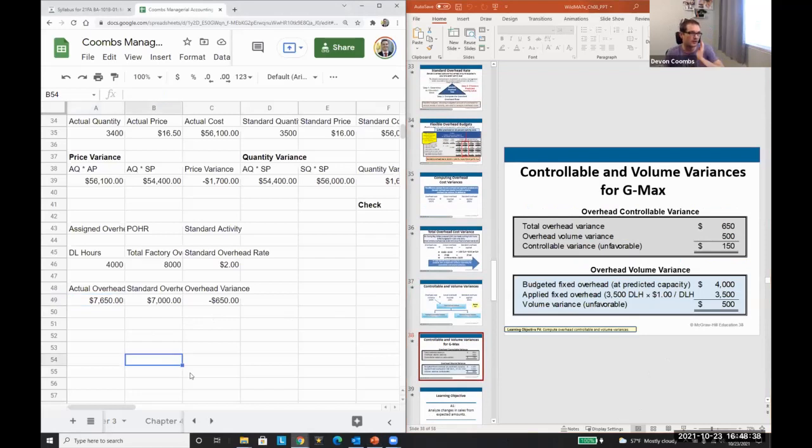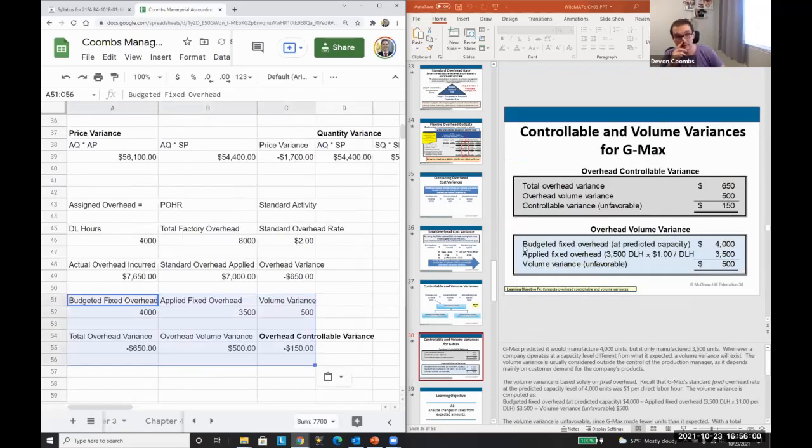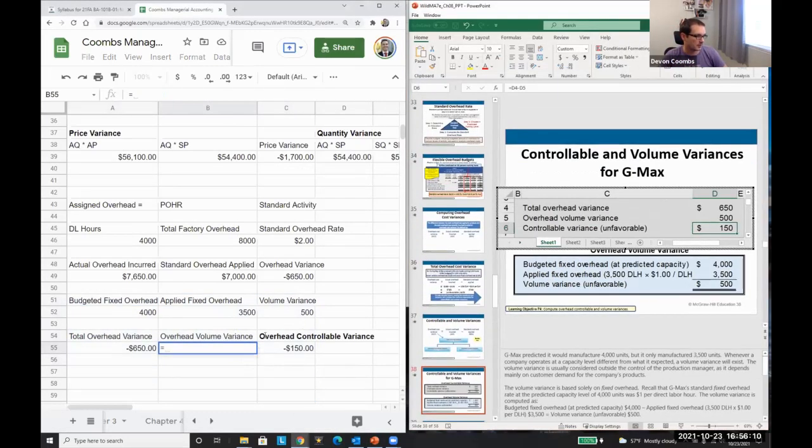So we can go with this example. Total overhead variance. Overhead volume variance. So our total is 650. I would calculate the overhead volume variance first, and then use it to input the overhead volume variance and the controllable variance. So this $500 is coming from here. That's a better way to think of it.